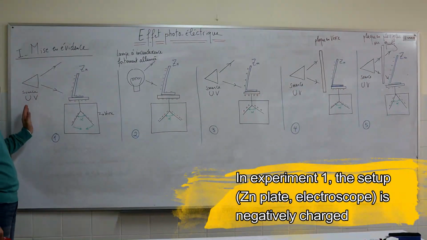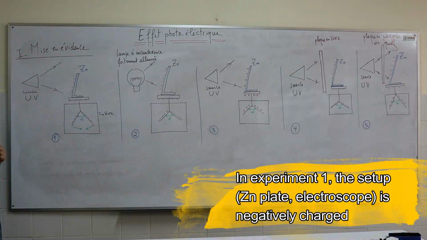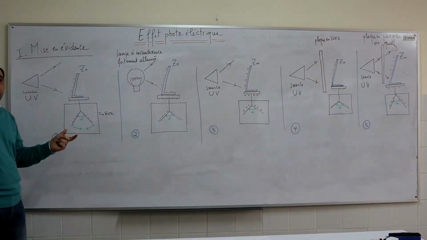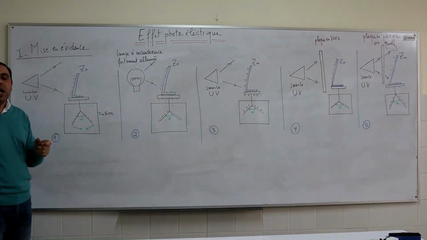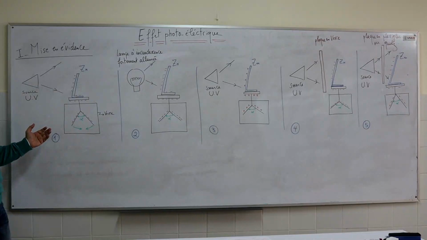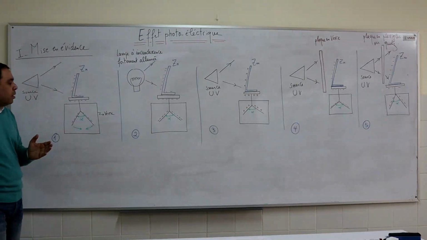The zinc plate is illuminated by an ultraviolet lamp. We notice that the angle between the leaves becomes smaller. This means that the setup lost some of its negative charge.